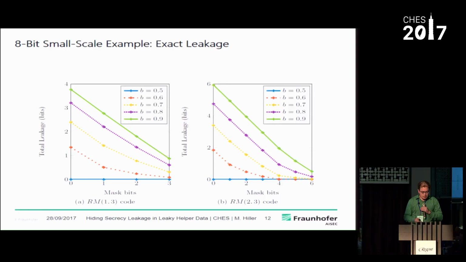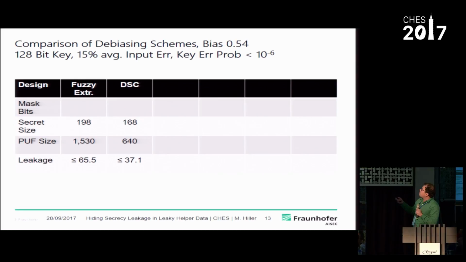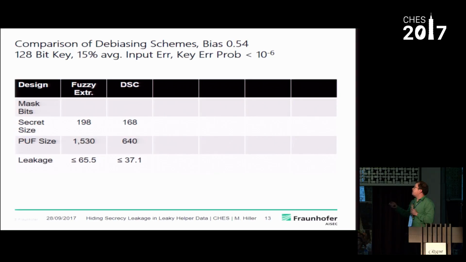Let's go to the practical results. Here, the scenario is that we have a PUF with a bias of 0.54. We want to derive a 128-bit key and have 15% error probability on average at the input, and want to derive a key with an error probability smaller than 10 to the minus 6. So two approaches here, how to address this.